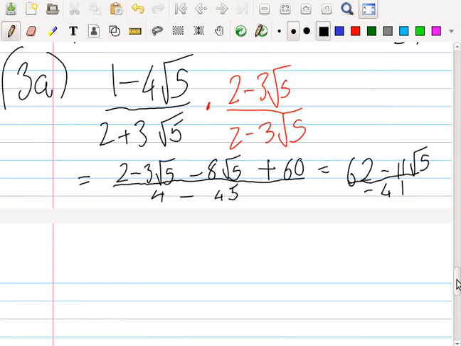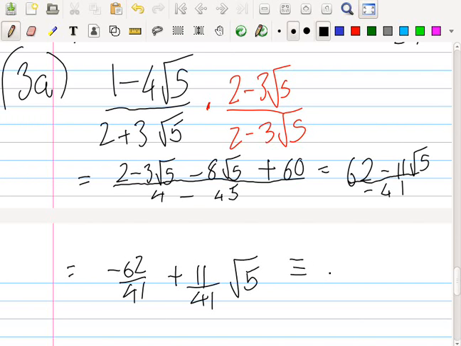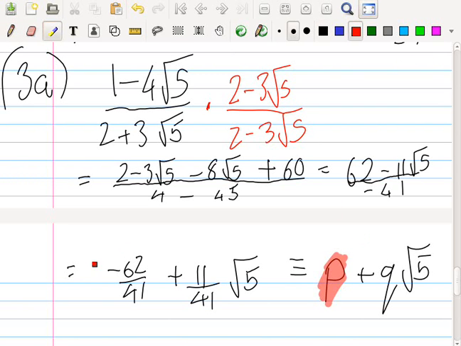Now, they actually want you to write it as a fraction, so we do 62 divided by 41, that doesn't simplify, so minus 62 over 41, and then 11 over 41 doesn't simplify as well. So you get minus 62 over 41 plus 11 over 41 root 5. Because he says in the question to write your answer in the form p plus q root 5, where p and q are fractions. So you can see p is this fraction, and then q is this fraction.